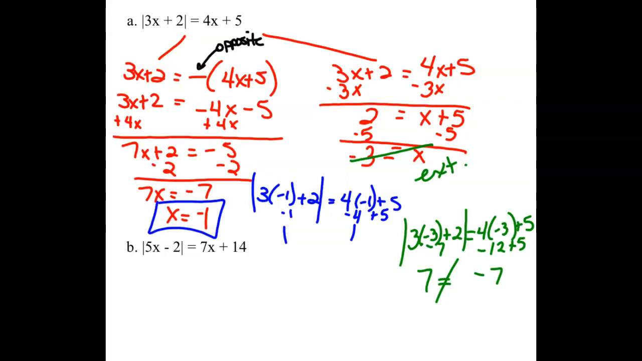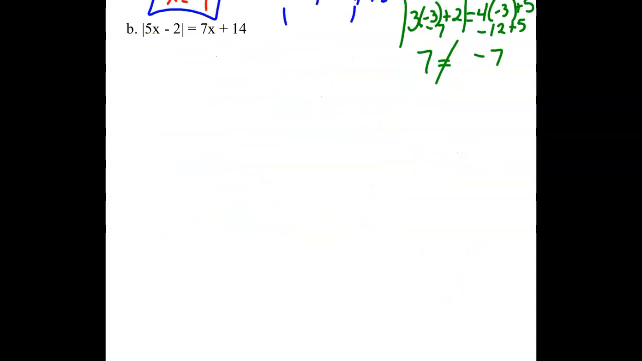Let's go ahead and do this last one here. So variables on both sides. No guards. 5x minus 2 has to have 2 escape routes. The one route on the right-hand side is going to be the positive or exact version that I had here, the 7x plus 14.